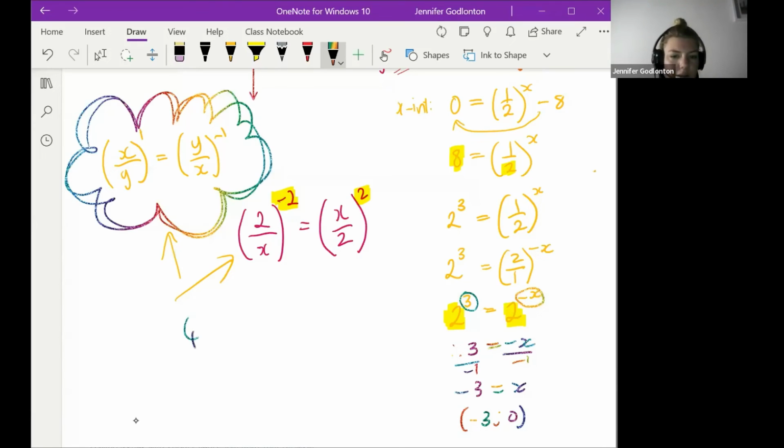Exactly, 4 over 1 is exactly the same as 4. 8 over 1 is the same as 8. Because we're just saying, how many times does 1 go into 8? How many times does 1 go into 4? It goes 4 times or 8 times. This is the tricky bit over here.